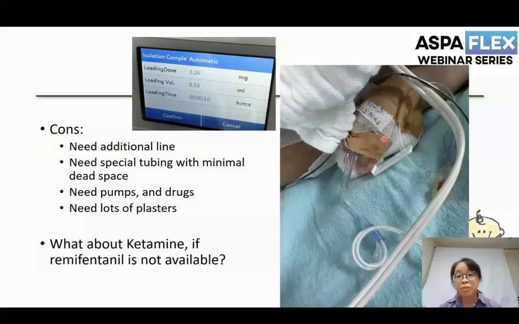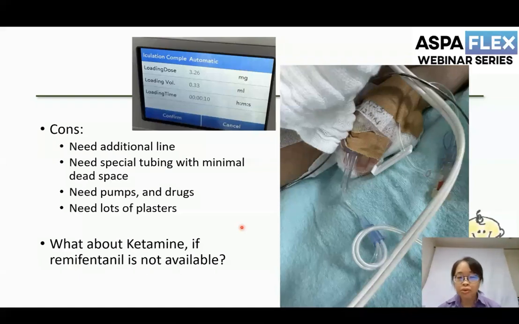Now, for this particular child, he is 1.7 kilograms, so the loading dose here is actually 0.33. If I were to use this tubing, it would probably end up somewhere here and it won't reach the patient at all. Other things, of course, are that you need the pump with the model, and we also need lots of plasters to plaster the sensor strip to the forehead.